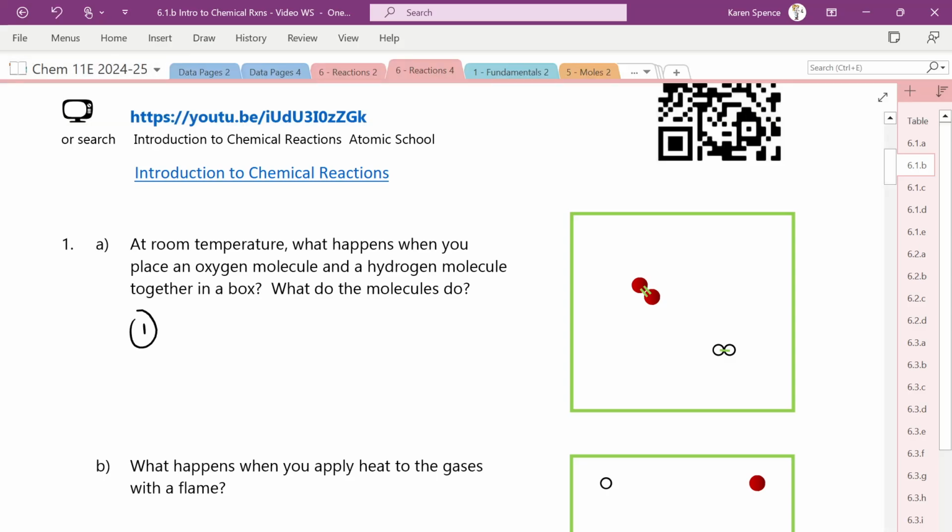What's one thing that they do? They move. And how do they move? They move in straight lines. What else do they do? Yes. They bounce off the walls and they bounce off each other.